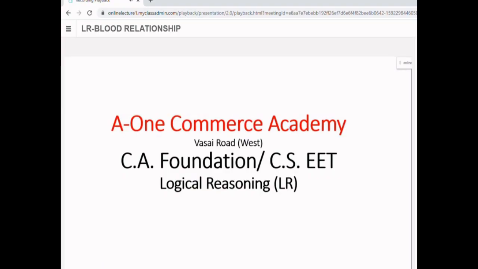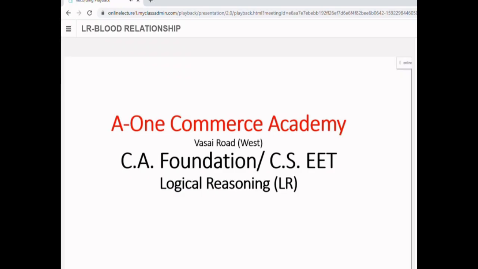For CA foundation, this is the last topic. Definitely, it will not get over today. Blurred relation, the last topic we are into. That doesn't mean I'm going to say bye to you. After LR, I'll come with some mathematics topics also.